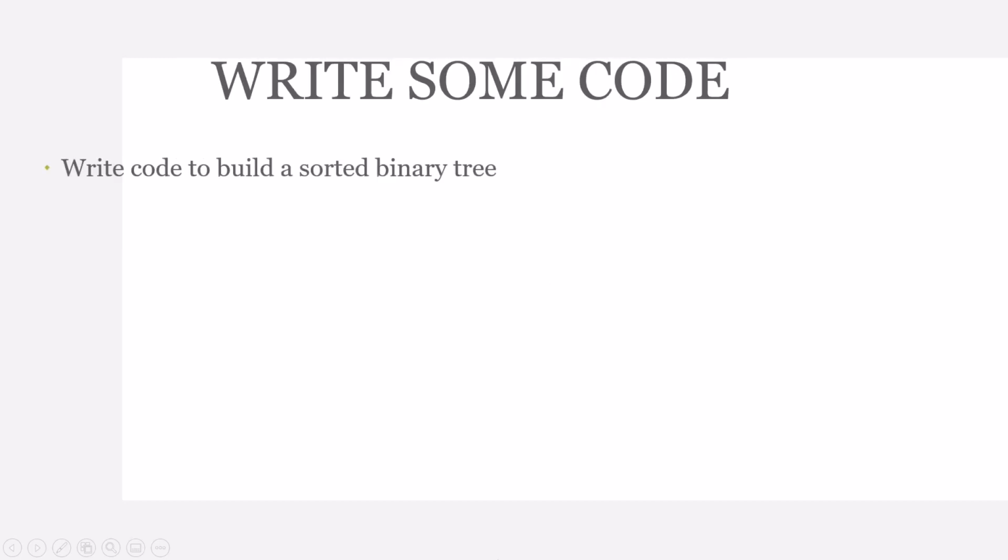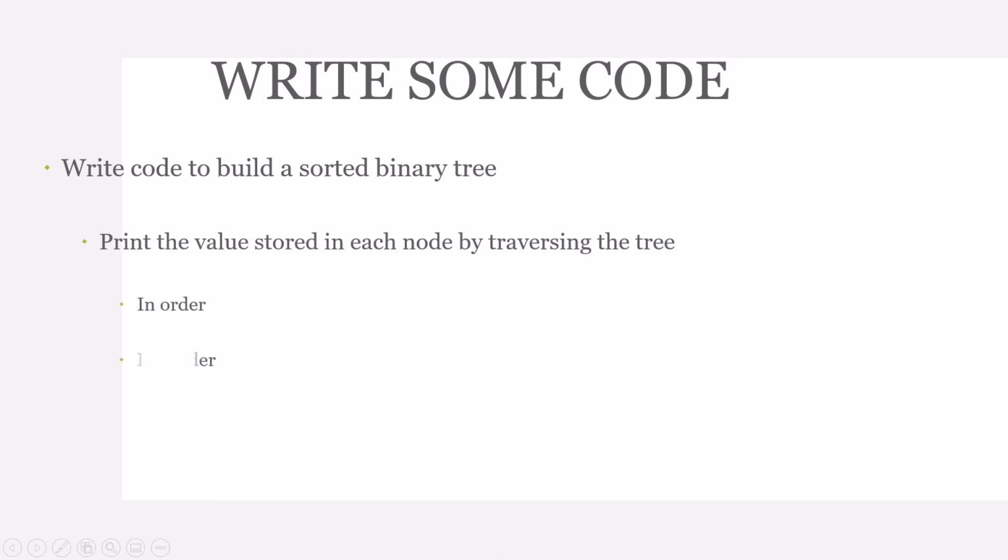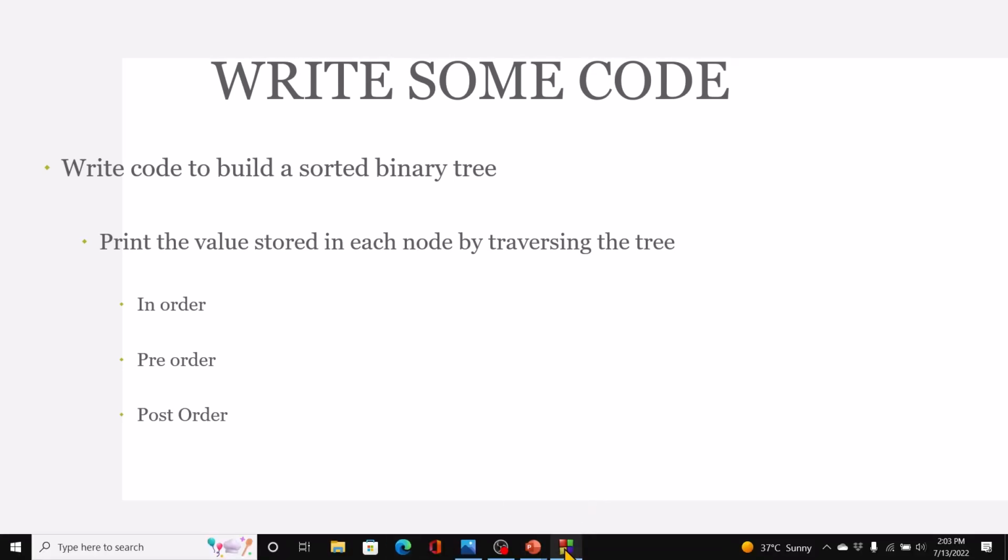Write code to build a sorted binary tree and print the value stored in each node by traversing the tree first in-order, pre-order, and post-order. How many functions would we need? Well, we would have 3 different functions for these different approaches. So we would have an in-order function, a pre-order function, a post-order function. And then, of course, we would have main, and we would have a function to build the tree. Let's now go to Code::Blocks and we can start a new file.